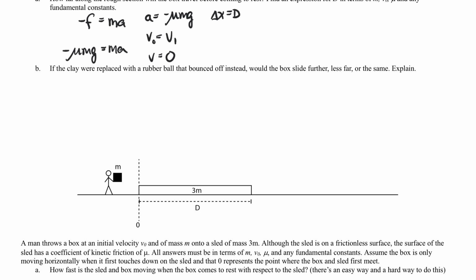So if I'm going to make a motion equation, this is where all the variables line up. And I think the motion equation I'm going to use is v squared minus v naught squared equals 2a delta x. Yeah, I'm sorry, the m would have canceled out. Thank you. So I'm going to go with 0 minus v1 squared equals 2 times negative mu g times d.